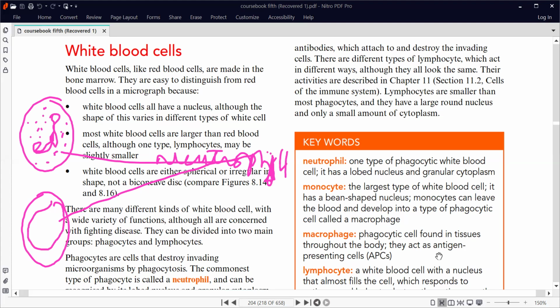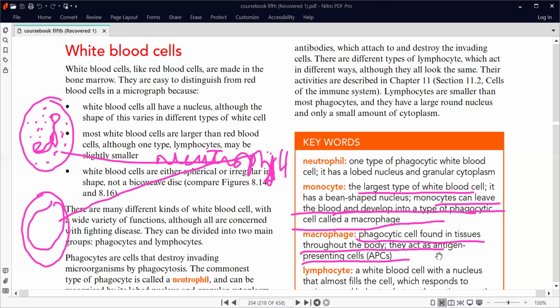But when we talk about the monocyte or macrophage, what is monocyte? Monocyte is the largest type of white blood cell, it is the largest size. These cells have a bean-shaped nucleus. This bean-shaped nucleus almost fills the whole cell. When they are floating in the plasma or the blood, they are known as monocytes, but when they reach the tissue, they become macrophages.